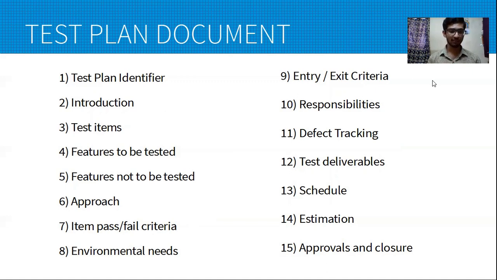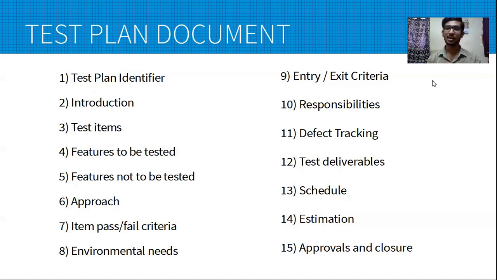The next one is environmental needs. The environmental needs is nothing but what are all the environments required to test by the test engineer. For example, what are all the hardware things, what is the software needs to be tested, what is the communication tool, if any discussion needs to be done with the developer or with the client. So these are all the environmental things.